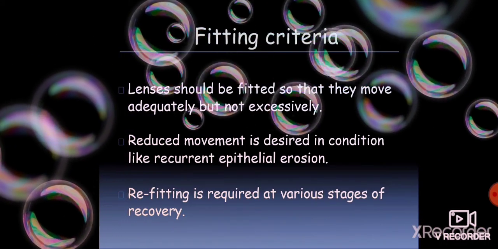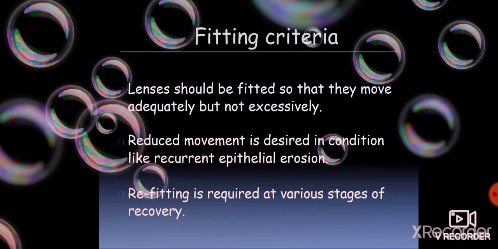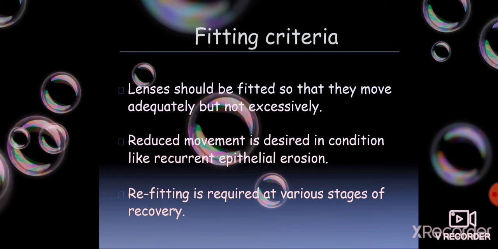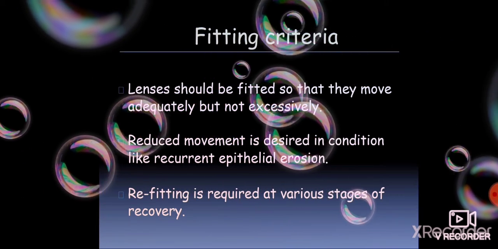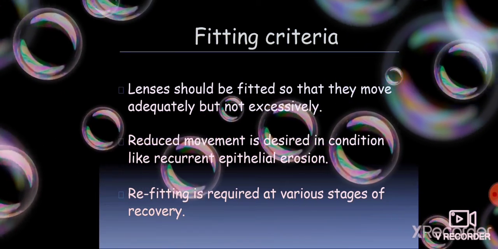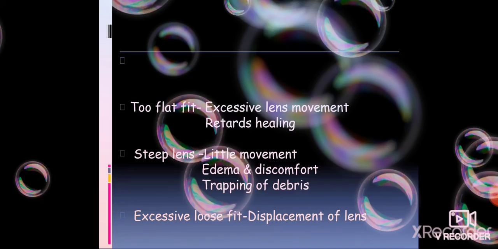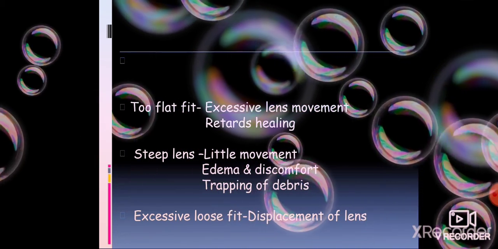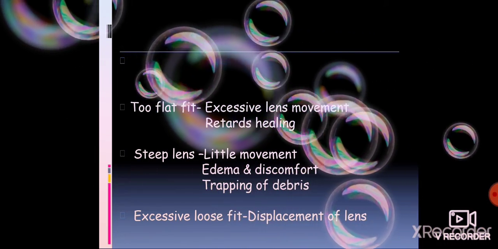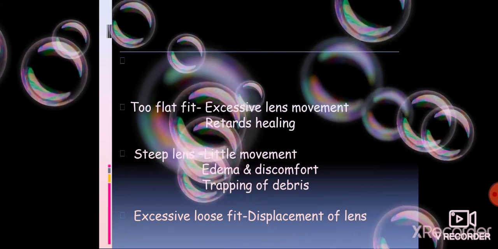Fitting criteria: the lens should be fitted so that it moves adequately but not excessively. Reduced movement is desired in conditions like recurrent epithelial erosion. Refitting is required at various stages of recovery. A too flat fit with excessive lens movement retards healing. A steep lens with little movement causes edema and discomfort, and trapping of debris will be there.